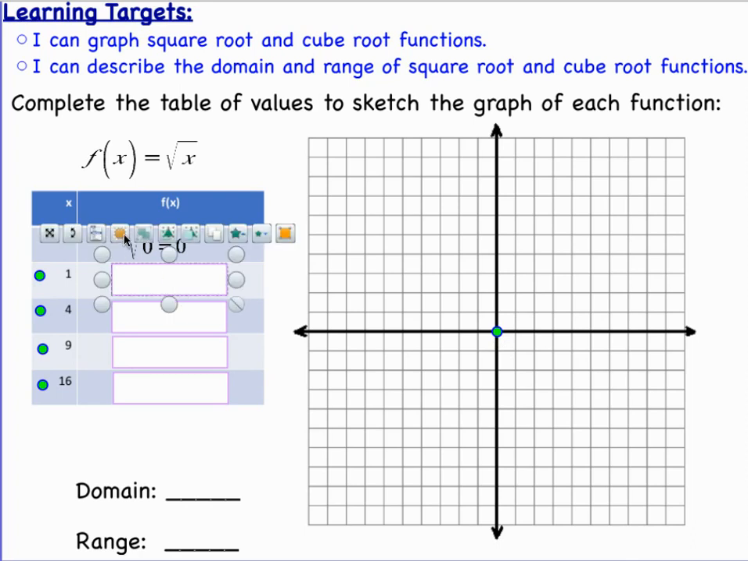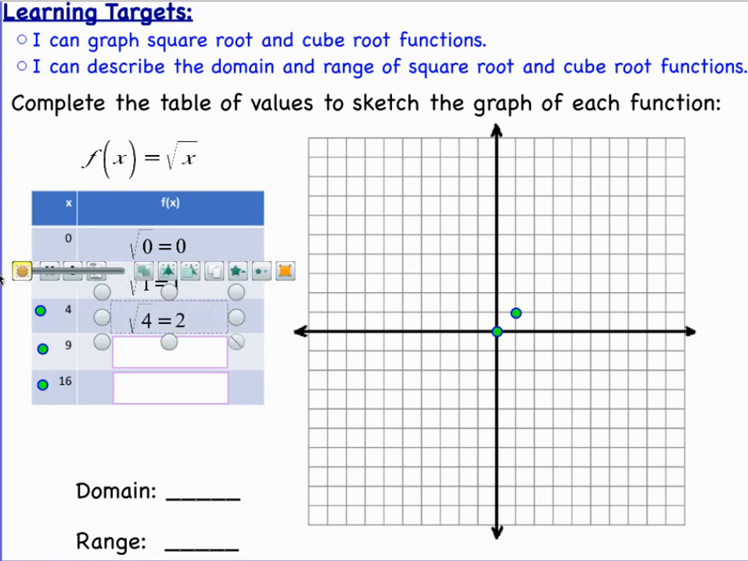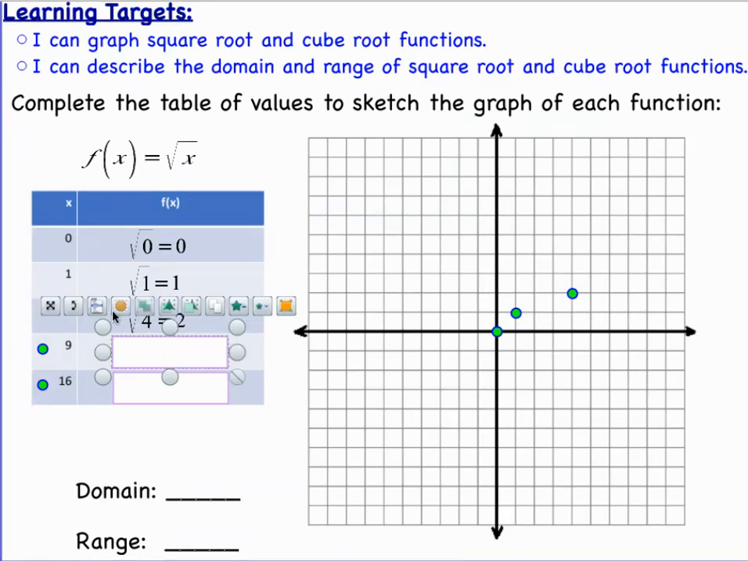Then I'm going to select the square root of 1, which happens to be 1. So when x is 1, y is 1. For the square root of 4, that is 2. So I'm going to go 1, 2, 3, 4, and up 1, 2. And then for the square root of 9, I am going to get 3. So if that's 4, 5, 6, 7, 8, 9, and up 1, 2, 3. And I'm going to make an attempt at connecting these points here.